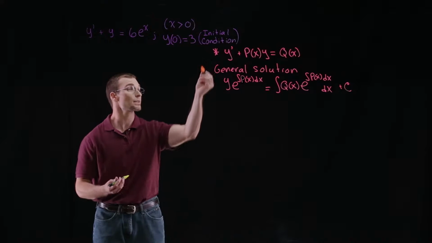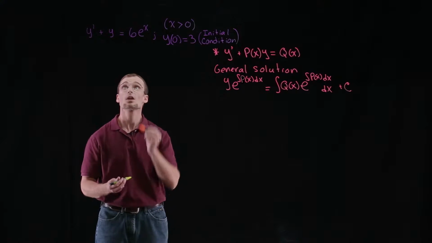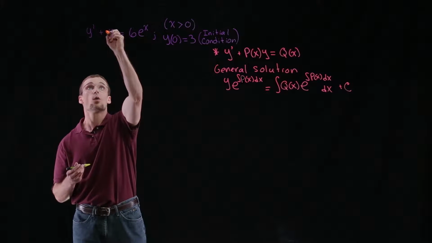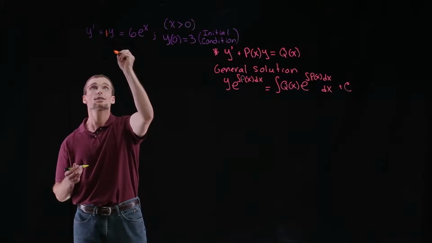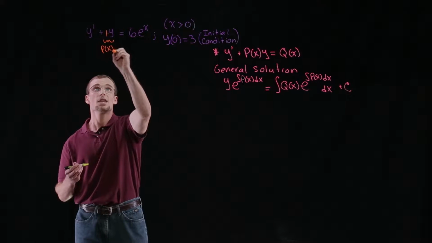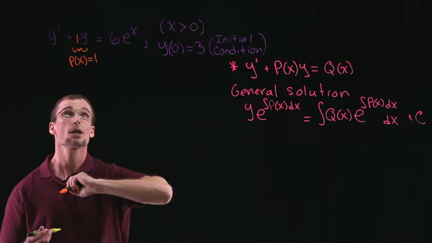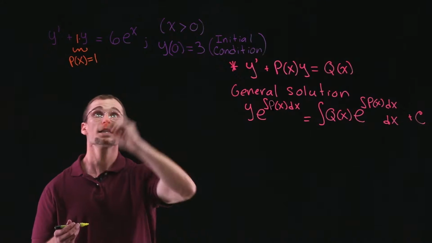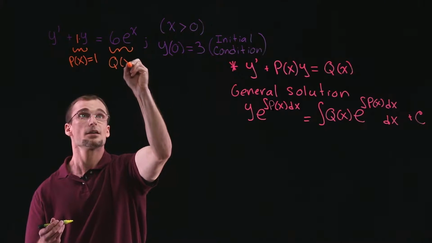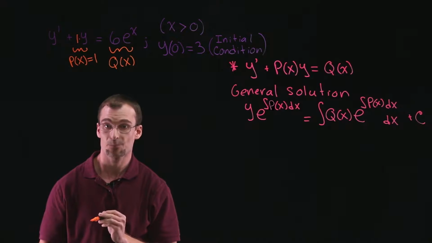Okay, so first looking at the general form and looking at what we have, y prime plus y. Y can be thought of as 1 times y, or namely that our p of x function is equal to 1, and this is equal to 6 times e to the x. So that is going to be our q of x function.